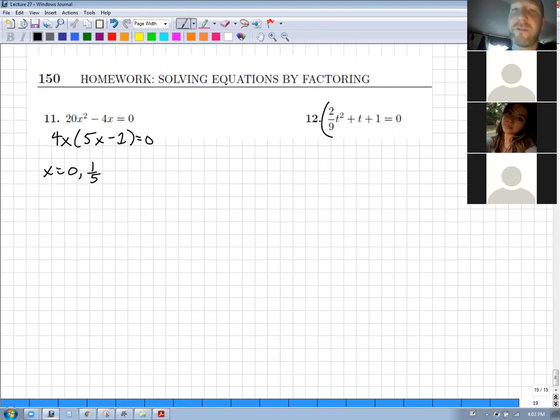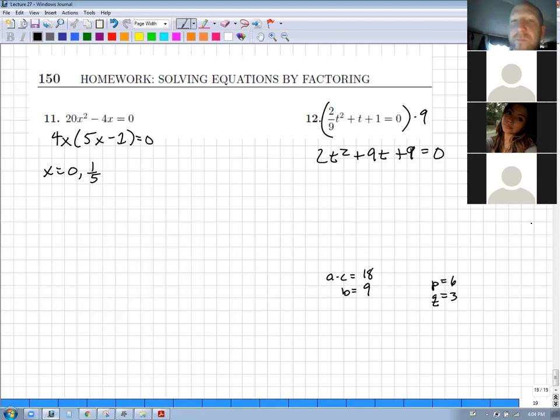This one, let's multiply everything by 9. So we get 2t squared plus 9t plus 1 plus 9 equals 0. So our A times C here is 18. B is 9. Numbers that multiply to give us 18, but add to give us 9. 6 and 3. So we can rewrite this as 6t plus 3t plus 9.